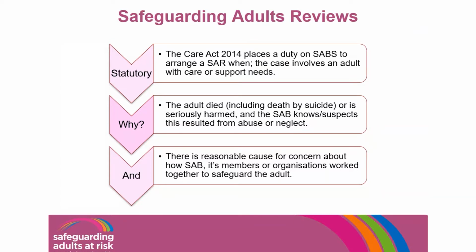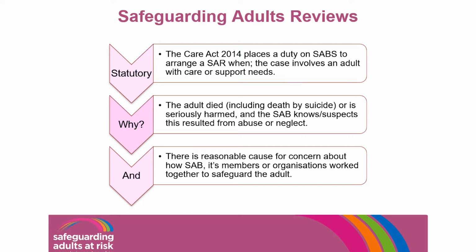Brilliant. Thank you, Colette. So, what is a safeguarding adult review? When the Care Act came into force in 2014, it put a statutory responsibility on each of the safeguarding adults boards to ensure they had an arrangement in place to undertake a safeguarding adult review when a case involved an adult with care or support needs, whether or not the local authority were actually meeting those care needs. This applies in a case where an adult has died, which also includes suicide, which is really important for this particular case, or is seriously harmed, and the Safeguarding Adults Board knows or suspects that this is a result of abuse or neglect.